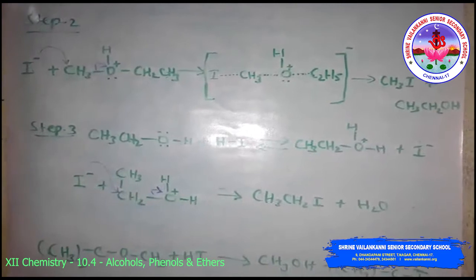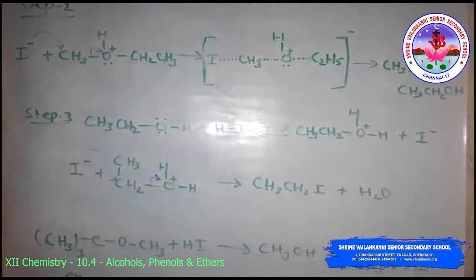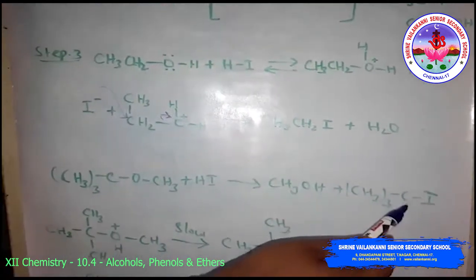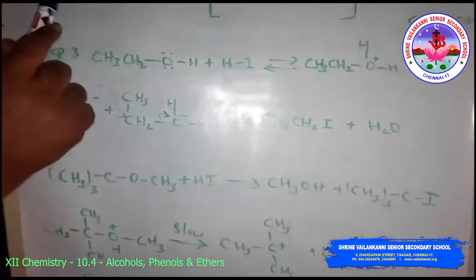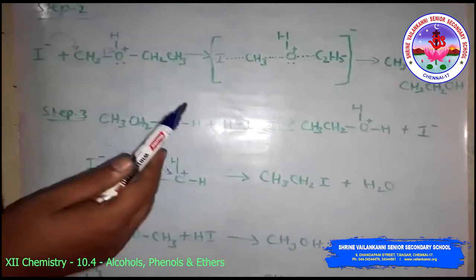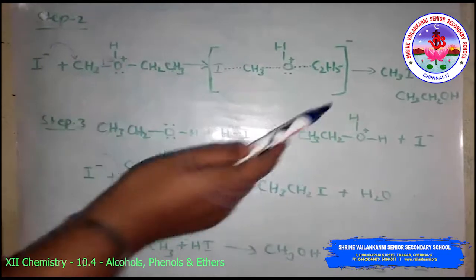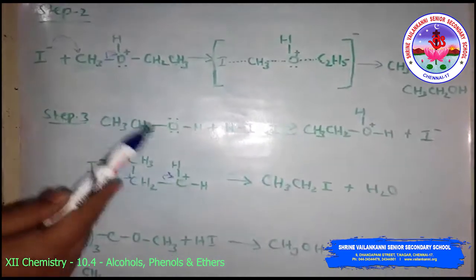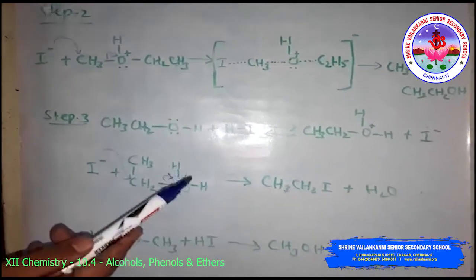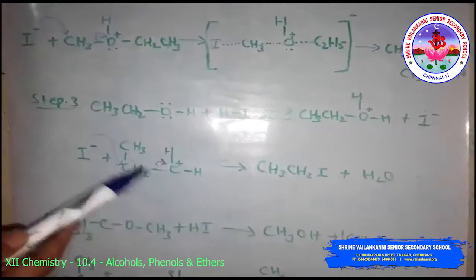However, when the alkyl group is a tertiary group, the halides are formed as tertiary halides. This is the tertiary halide. It is because of the step 2 reaction. Look at this: the departure of the leaving group, the alcohol, creates a more stable carbocation, and the reaction follows the SN1 mechanism.